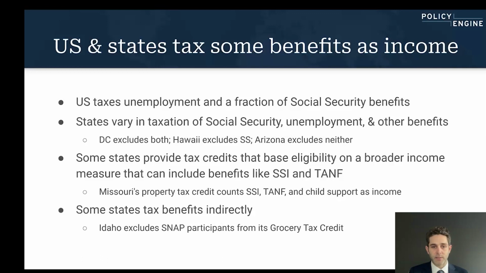And then some states have even more complex programs where it's not as obvious how the benefits factor in. But for example, Idaho has a grocery tax credit. And in designing that, they've excluded SNAP participants because the idea is to cover the sales taxes from groceries, and SNAP is exempt from sales tax. So they count the number of months that you were on SNAP and then prorate the grocery tax credit based on those number of months.